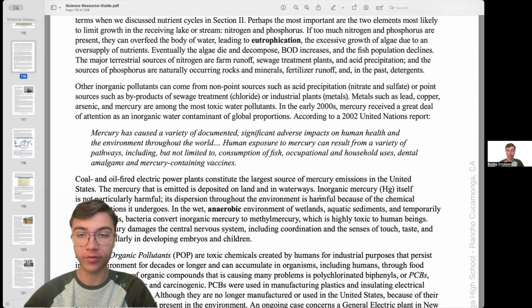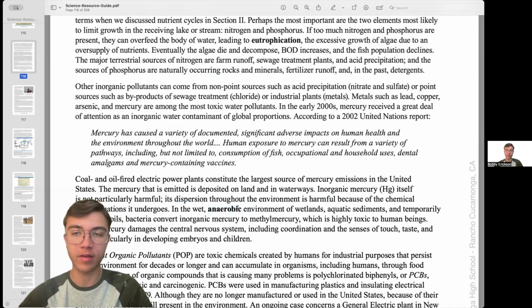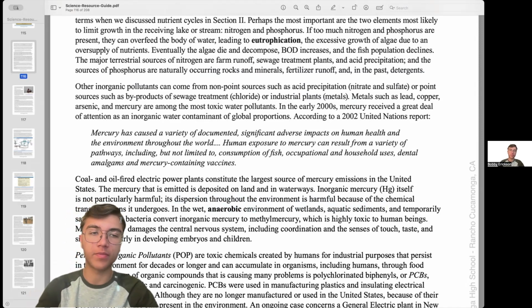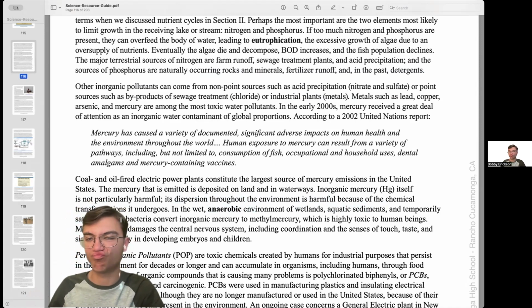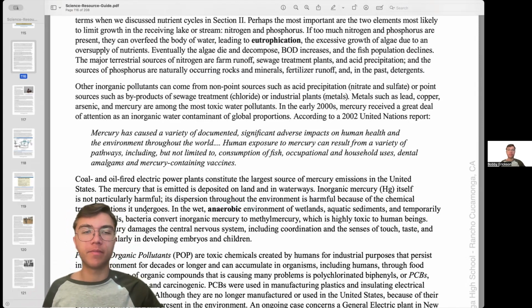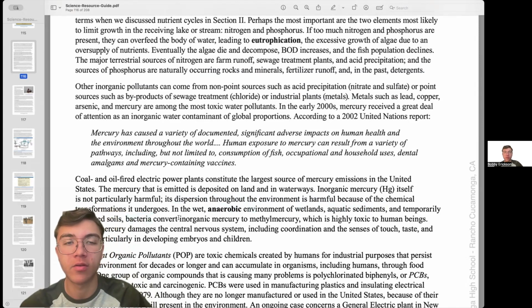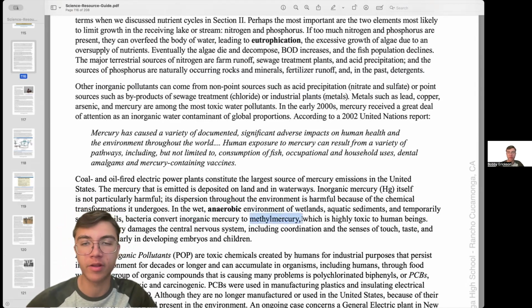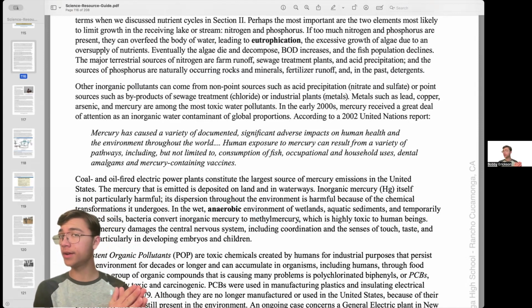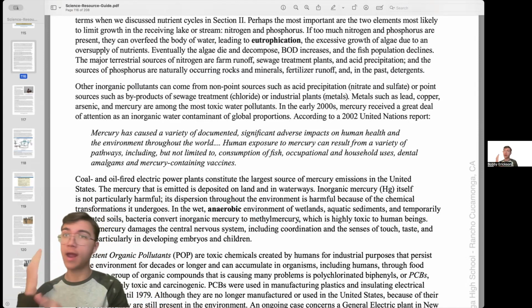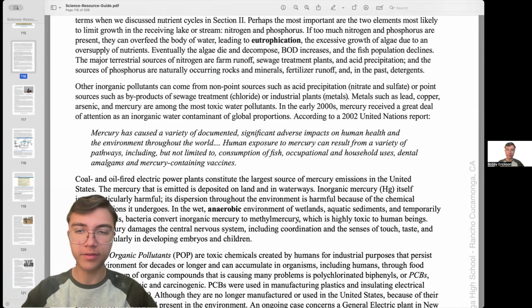environment, it becomes harmful. So, for example, in anaerobic environments such as wetlands, aquatic sediments, and temporarily saturated soils. So, saturated soils, that just means there's going to be organisms in them. Bacteria are able to convert this inorganic mercury into methylmercury, which is very toxic. So, methylmercury is what you're going to look out for. So, inorganic mercury, not too harmful. Methylmercury, nah, we don't like it. Very bad. And so, this is very toxic to human beings.